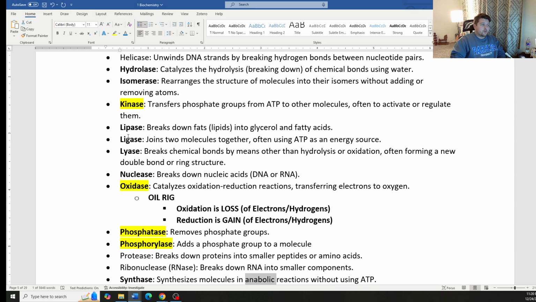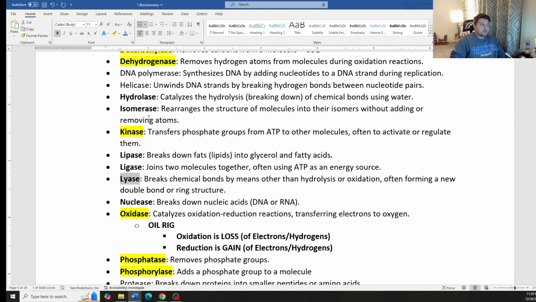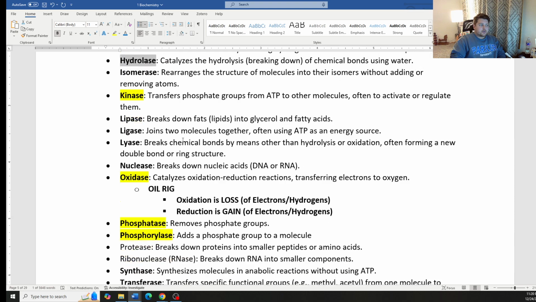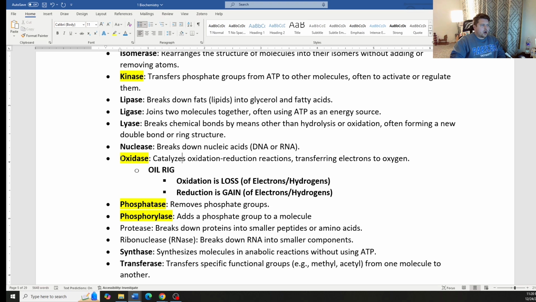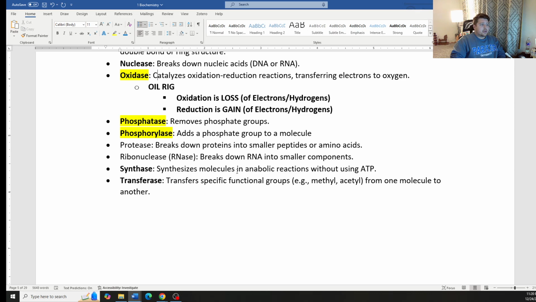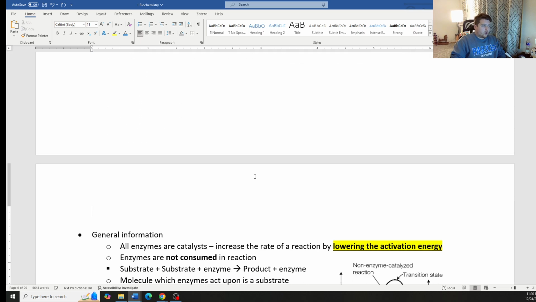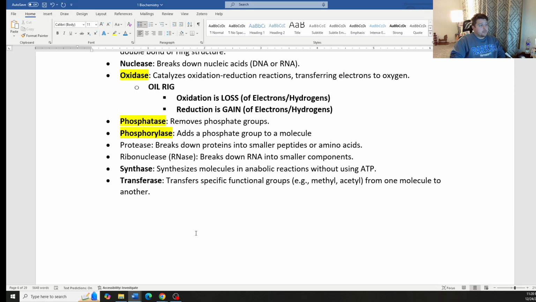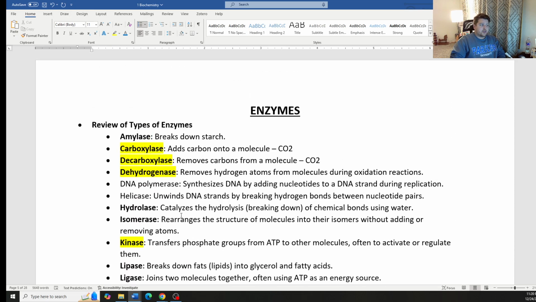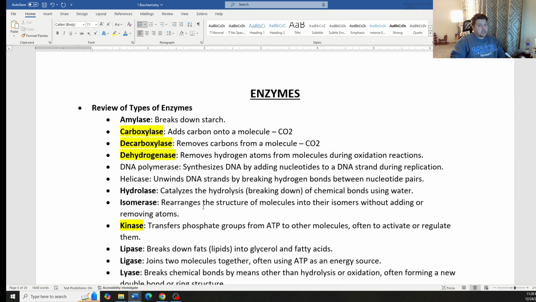That would be our lyases, our hydrolases, potentially our oxidases as well. Breaking things down, that's our catabolic reactions. Transferases transfer functional groups from one molecule to another. So that is all, most, I should say most, not all, of our different types of enzymes that we could potentially see on this exam.